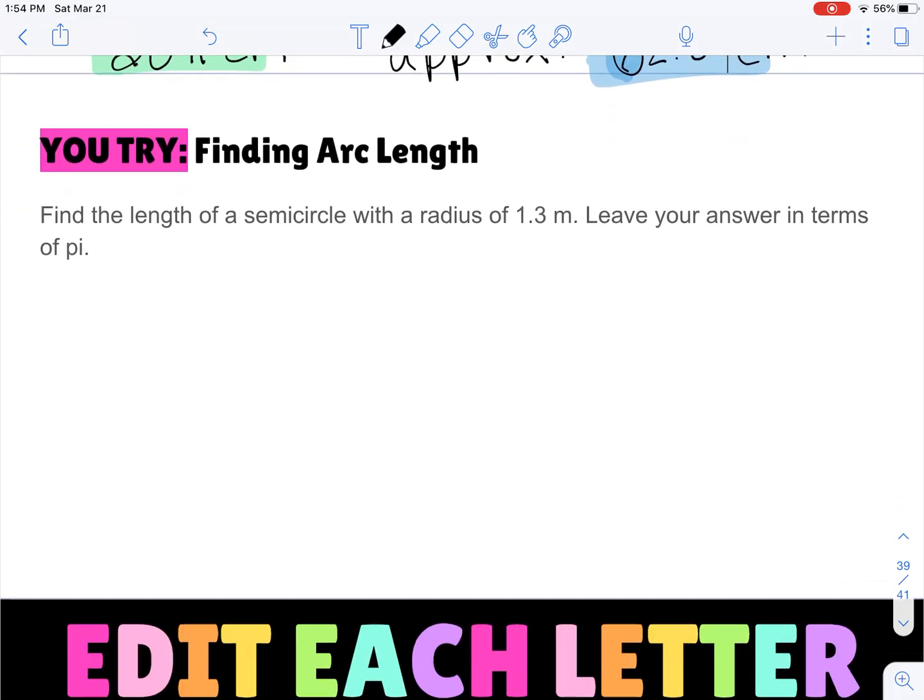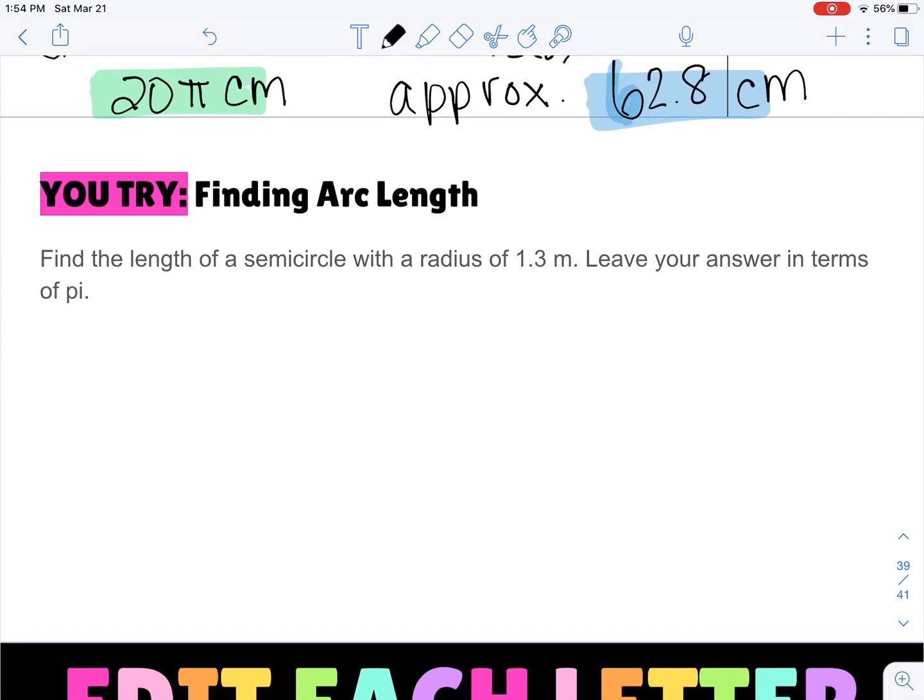Okay, next page. So I'm going to ask that you pause your video now to find the length of a semicircle with a radius of 1.3 meters. Leave your answers just in terms of pi, so you don't have to round this time. You don't have to find both answers. So pause your video, and when you're ready, unpause to see if you did it right.